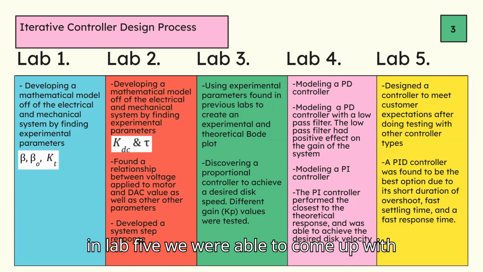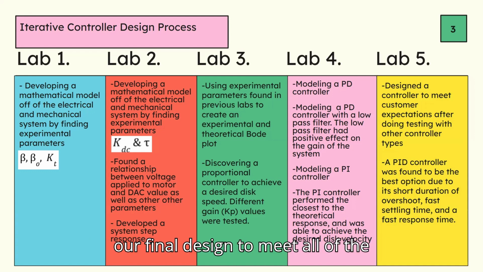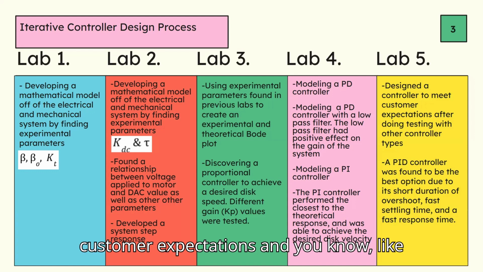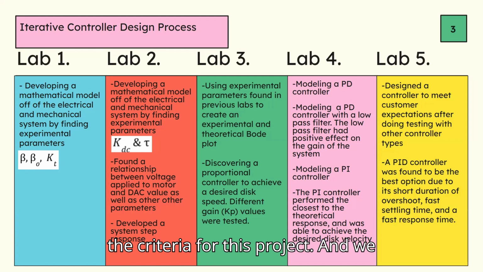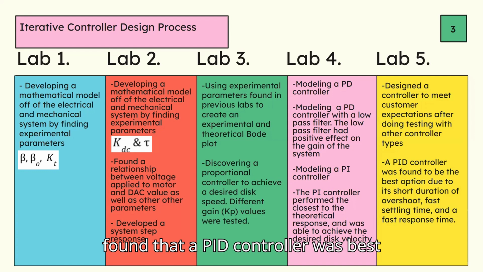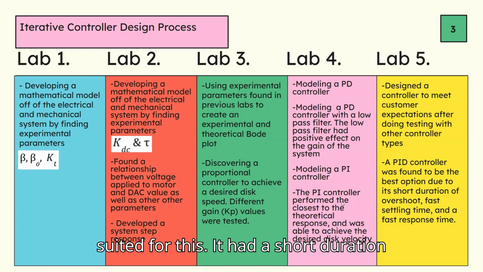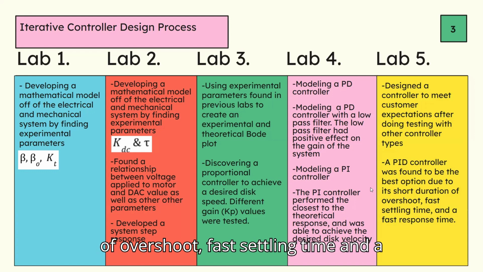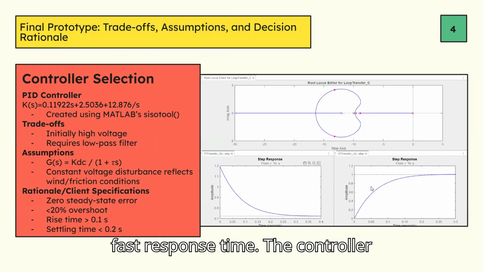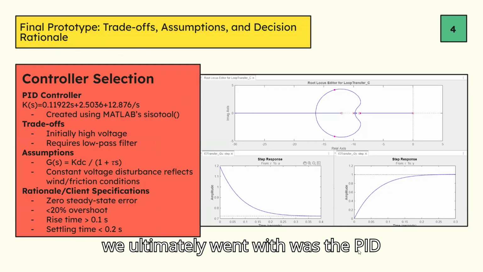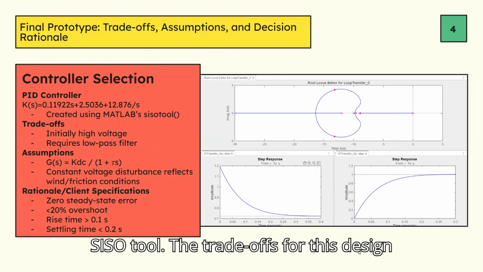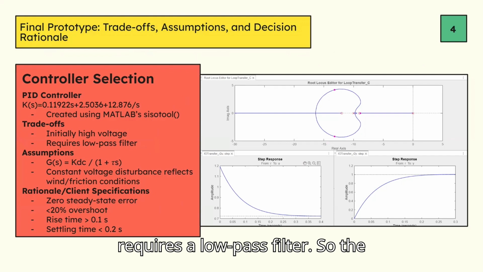In lab five, we were able to come up with our final design to meet all the customer expectations and the criteria for this project. We found that a PID controller was best suited for this. It had a short duration of overshoot, fast settling time, and a fast response time. The controller we ultimately went with was the PID controller, which we tuned using MATLAB's SISO tool. The trade-offs for this design are initially high voltage, and it requires a low-pass filter.